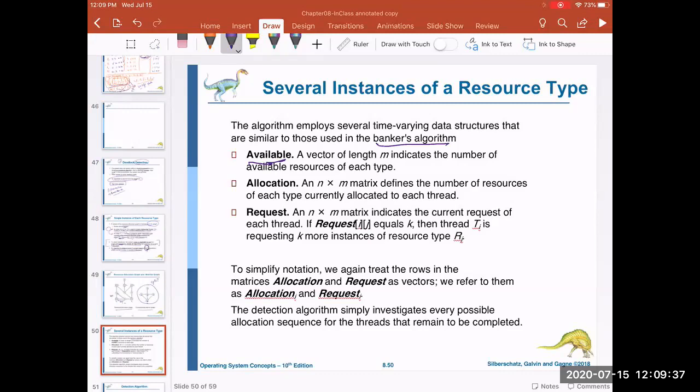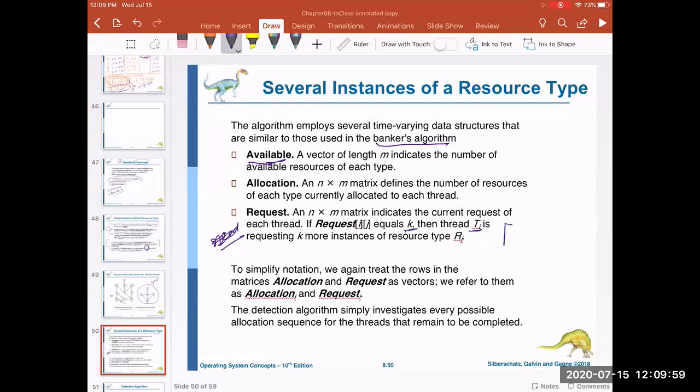Then we have a request matrix. A request is something similar to need. So how many are required? This is the request that is the current need of a thread. It will show that this particular thread needs k instances of each and every type.